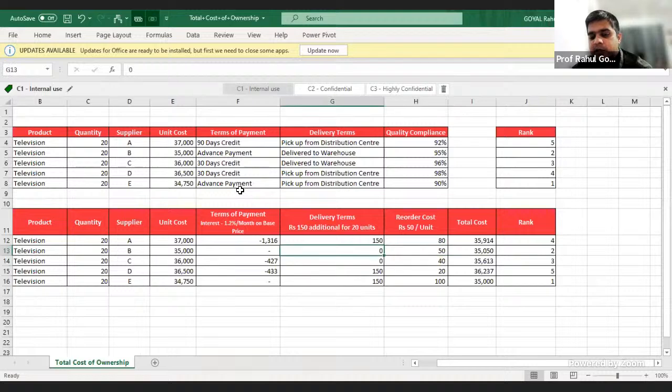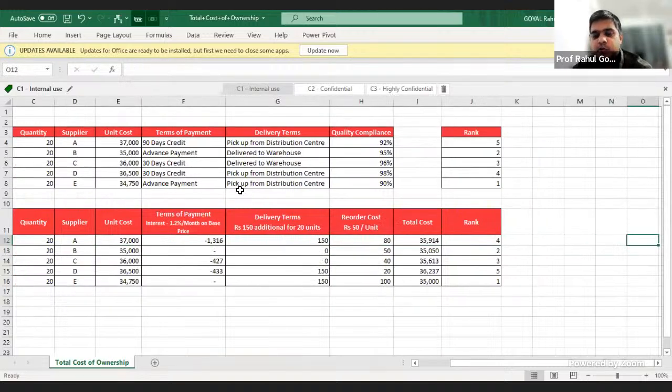So that way we can consider a reorder cost, right? So these are additional costs, and this is a benefit. When you get a credit term, you get a benefit, right? So what will be the total cost now? 37,000 minus this, plus this, and plus this, right? So it is coming to 35,914 for supplier A.